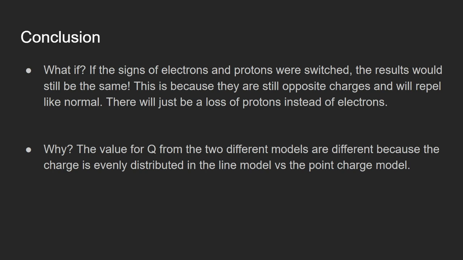In conclusion, to answer the what if question, if the signs of the electrons and protons were switched, the result would still be the same, because they are still opposite charges and repel like normal. You just lose protons instead of electrons. And for the why question, the value of Q from the two different models is different because the charge is evenly distributed in the line model versus the point charge model.